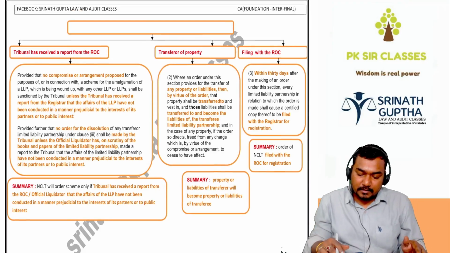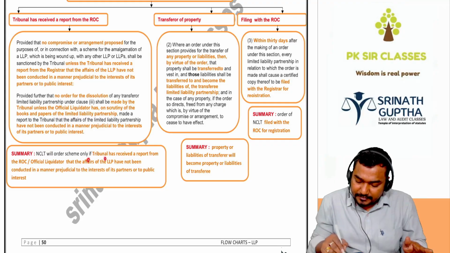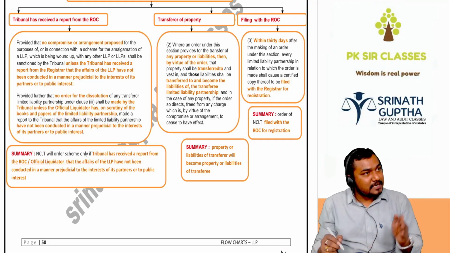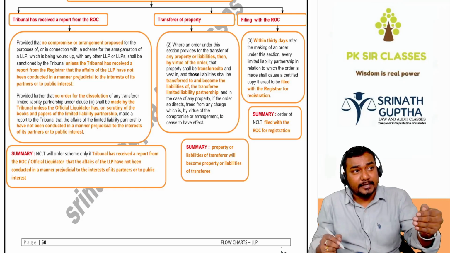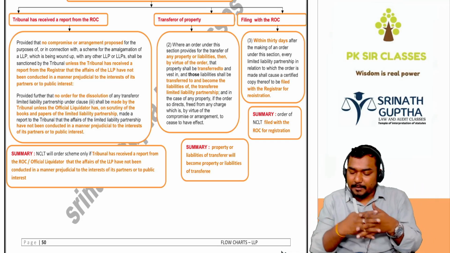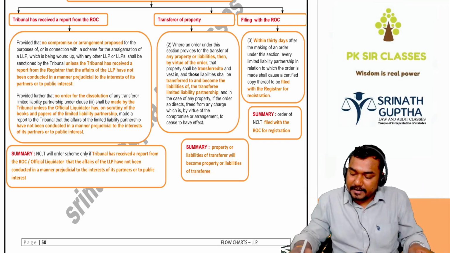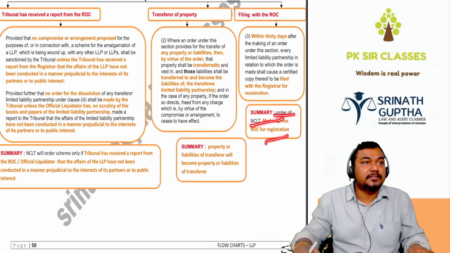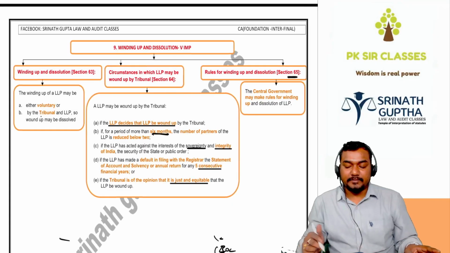Next, NCLT will order for the scheme only if NCLT has a report from the ROC. If the ROC also is satisfied that the affairs of the LLP are not up to public interest, NCLT may order for the amalgamation of the LLP. The property or liability of the transferor will become the property of the transferee. The order of NCLT should be filed with the ROC for registration. Next, winding up of the LLP, it is coming in the exam, beta.